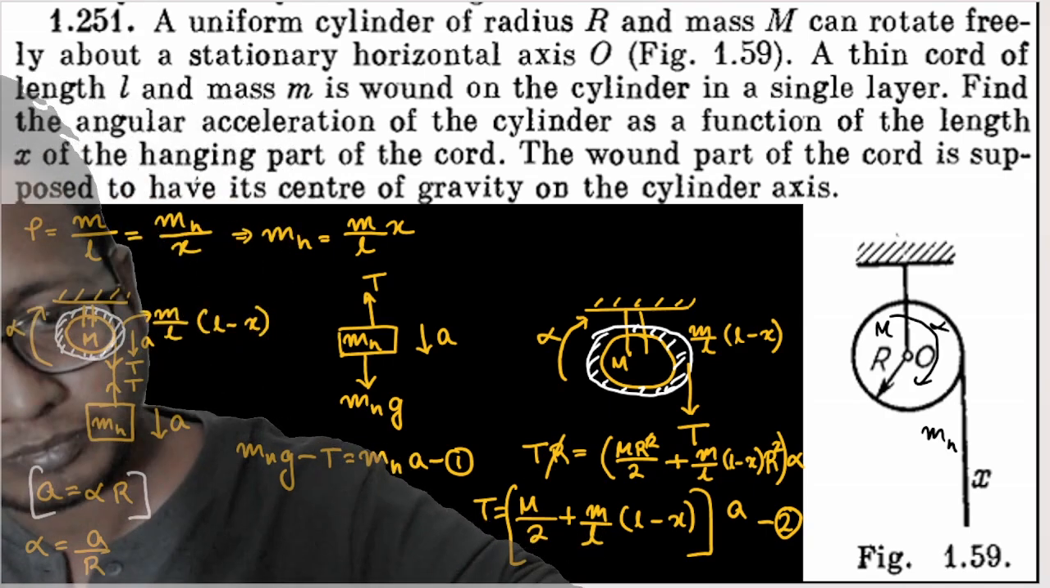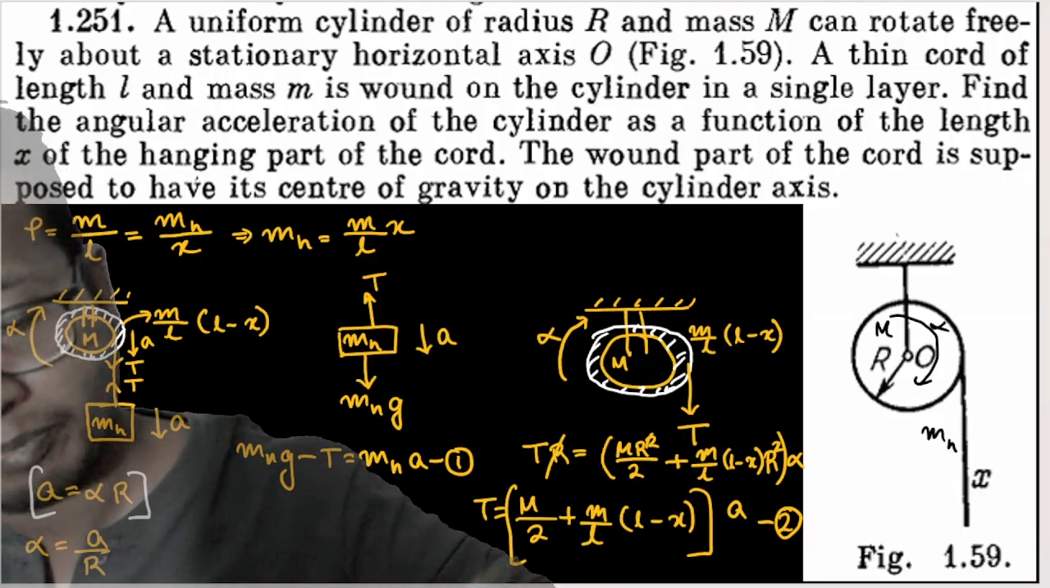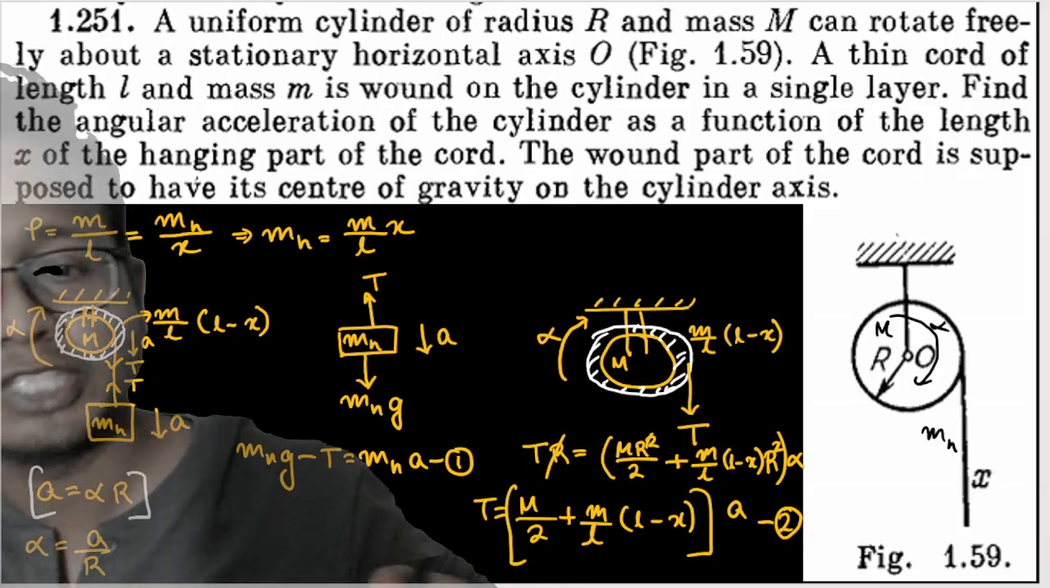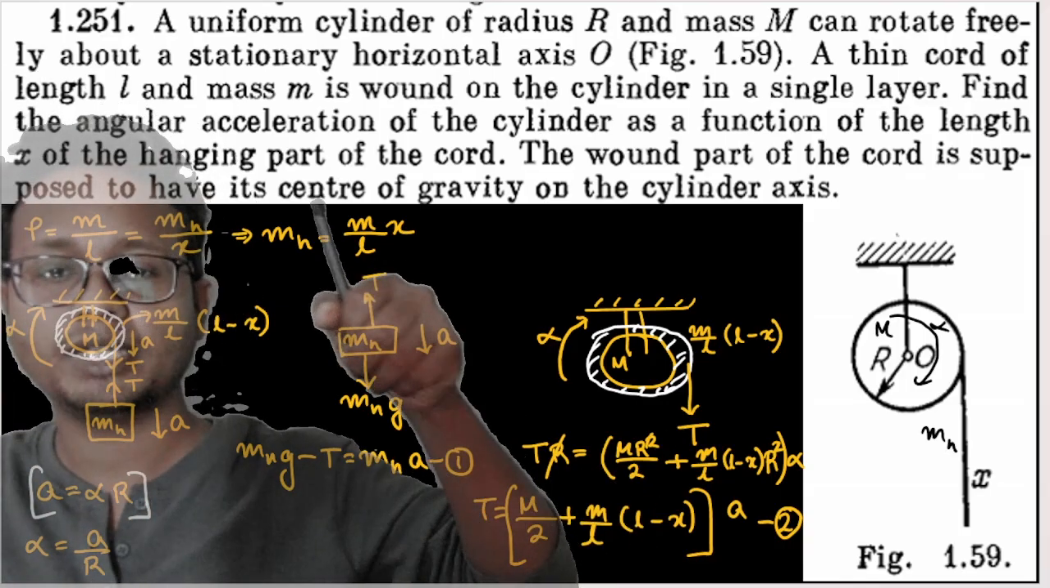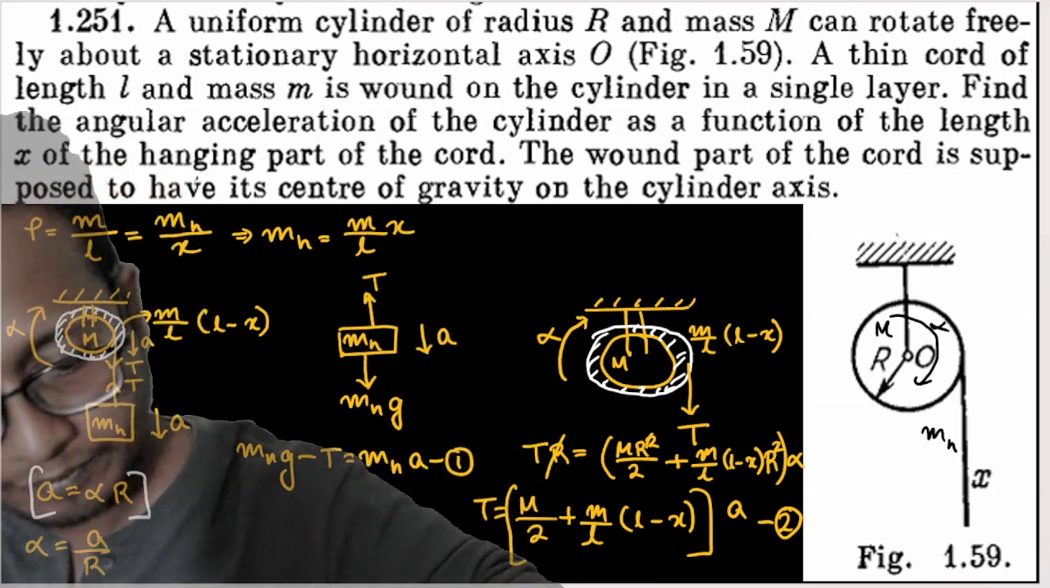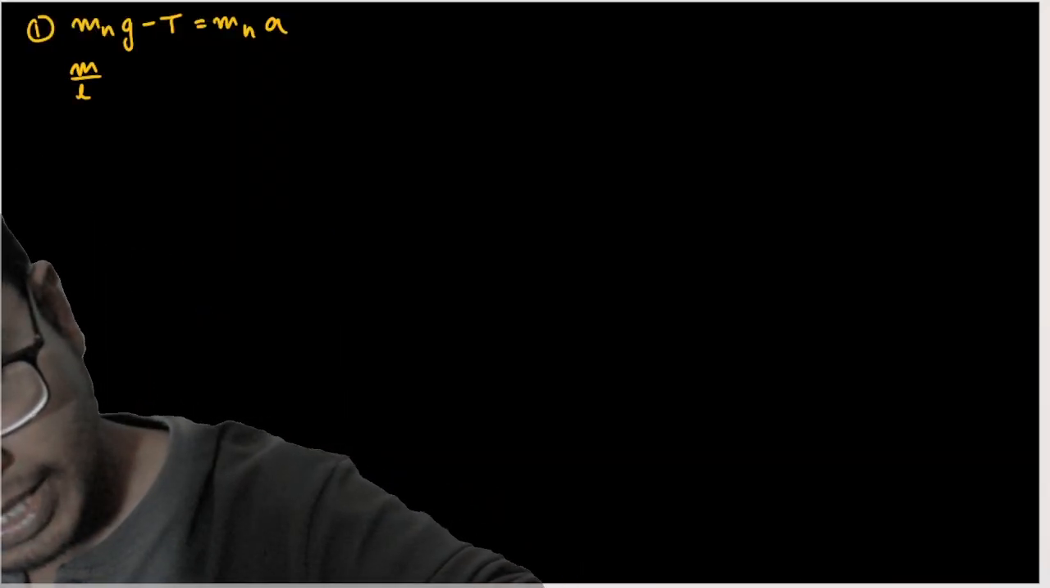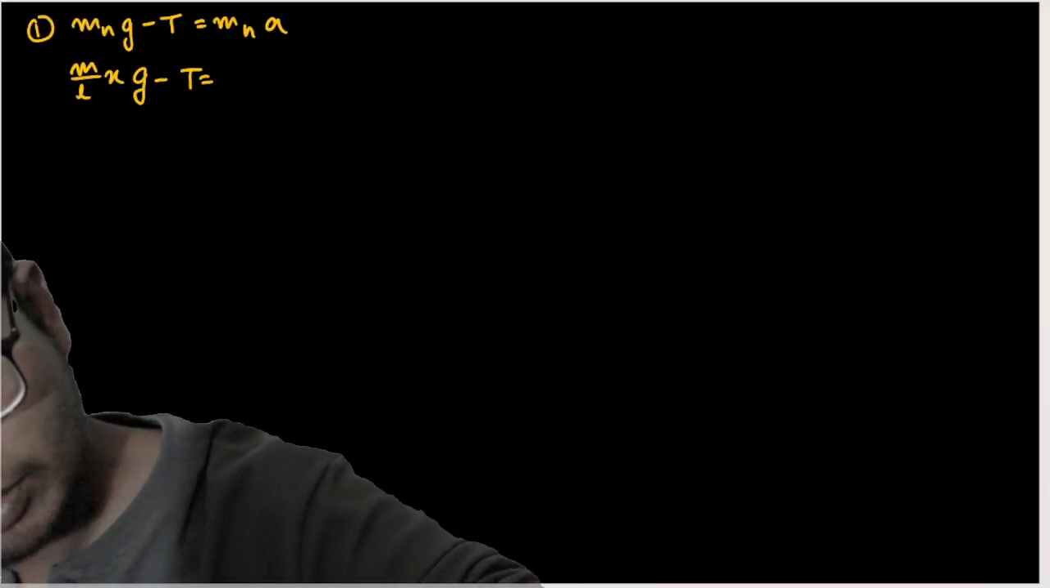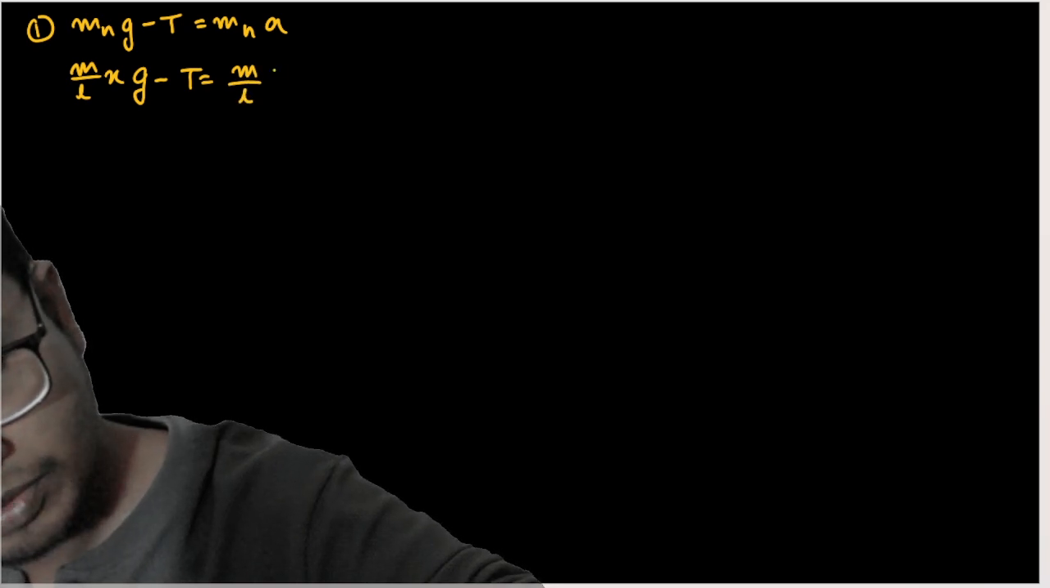What is equation number 1? Mg minus T is equal to Ma. What is the value of Ma, or the mass of the hanging part? The mass of the hanging part is nothing but m by l into x. So m by l into x g minus T is equal to m by l into x a. This is my equation number 1.